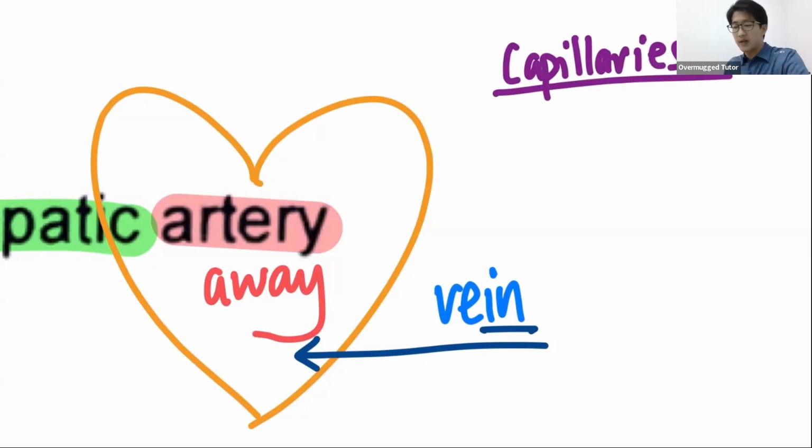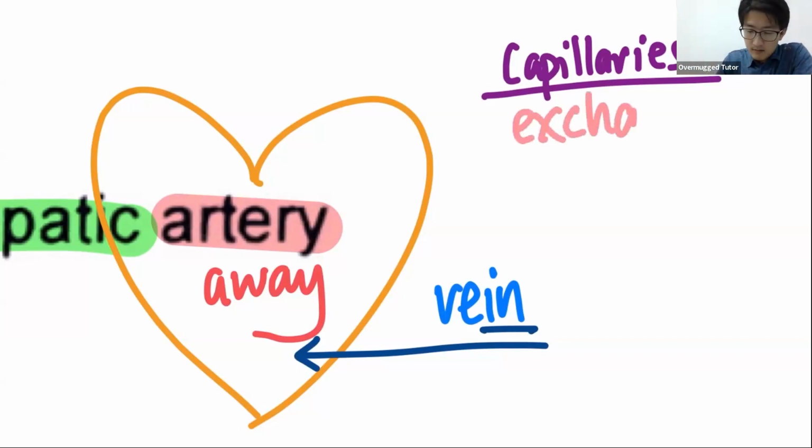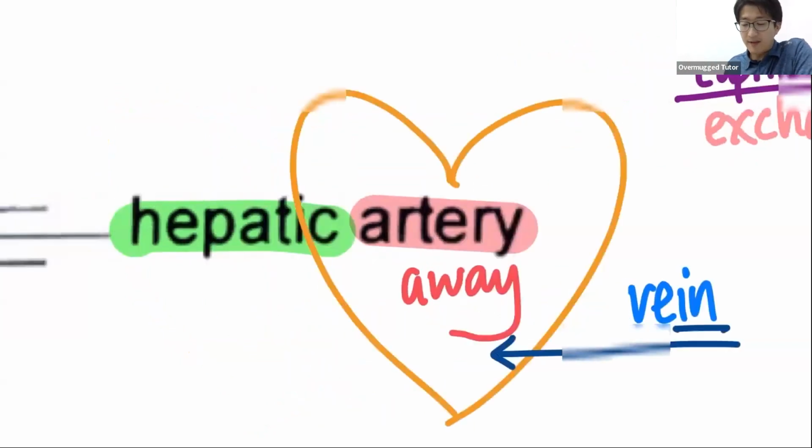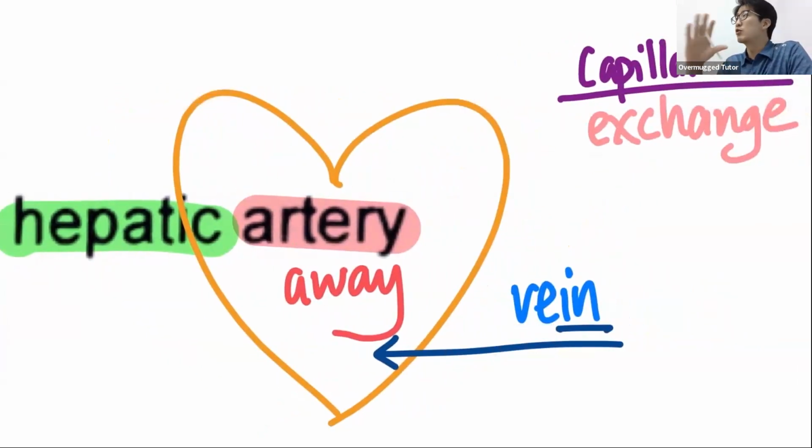How do we define the function of capillary? They're not for transport, so we cannot use the away or towards. What happens at the capillaries? Absolutely, exchange. Okay? Exchange. Exchange of materials occurs here. Good try, Lucas. We're looking for exchange.